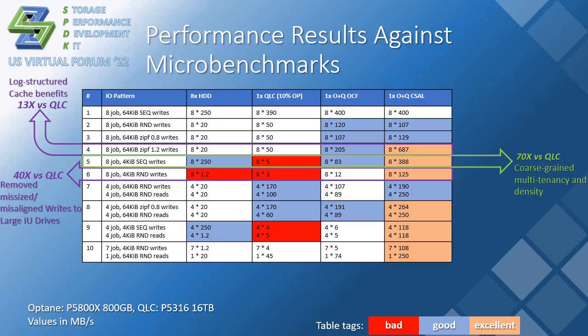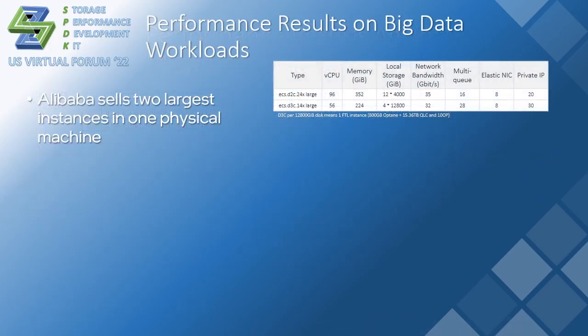Next up, we'll take a look at the results from Ali's big data performance results. Here we can see the comparison of the setups. The old D2 instance using Cascade Lake CPUs paired with HDDs, going against the D3, which is working with Ice Lake and CSAL.